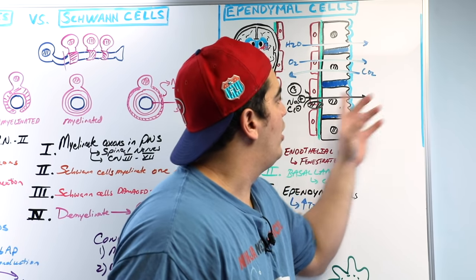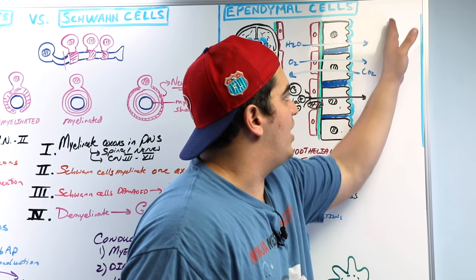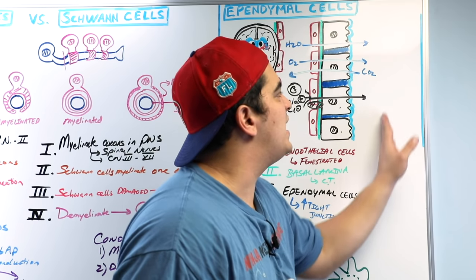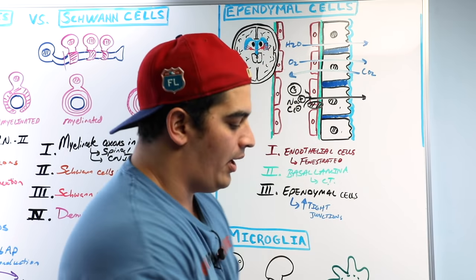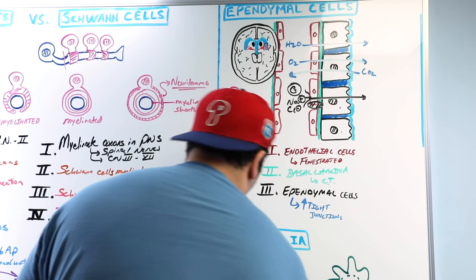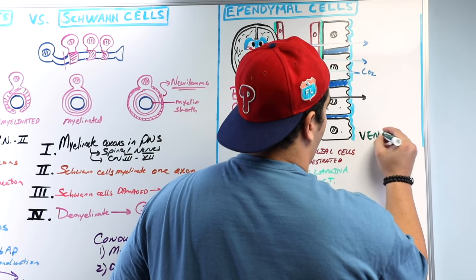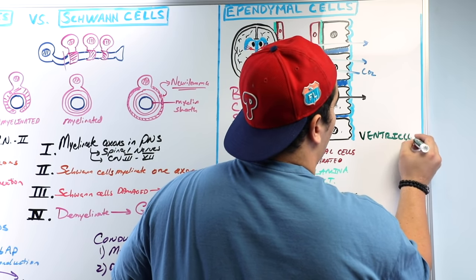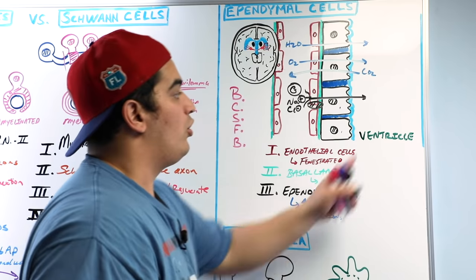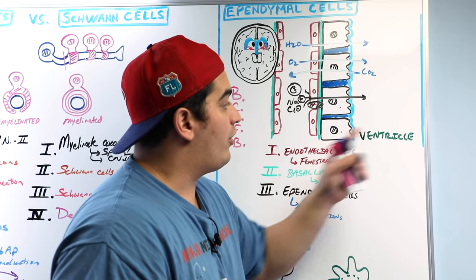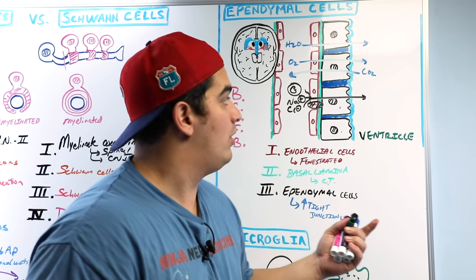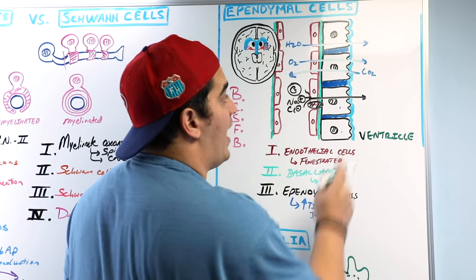Now, when all of these molecules like sodium, chloride, glucose, water, all of that stuff is pushed through all of these cell layers and goes into this little space, what is this space here called? This here is called a ventricle. So we're gonna call this portion here a ventricle. Which ventricle could it be? Well, it depends on which area of the brain we're in. Could be the lateral ventricle, could be the third ventricle, could be the fourth ventricle. We're just zooming in on that area.